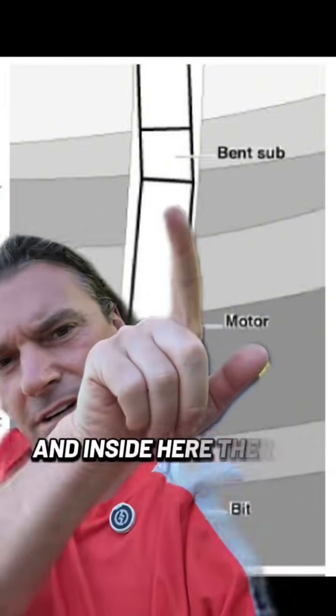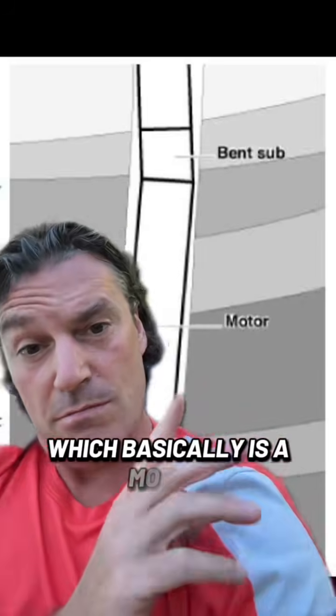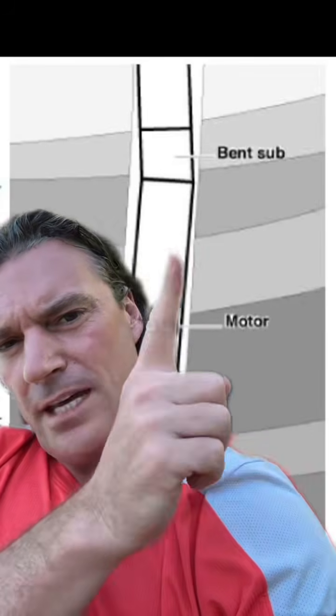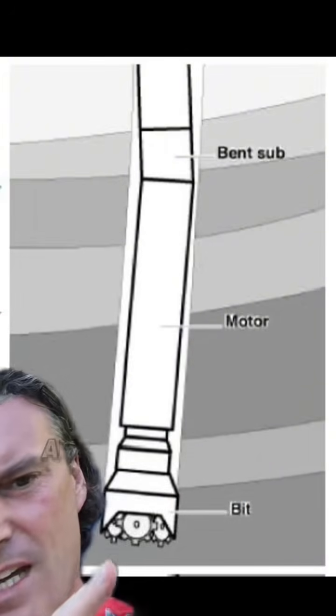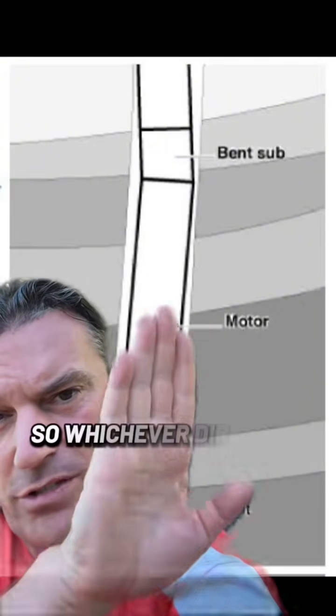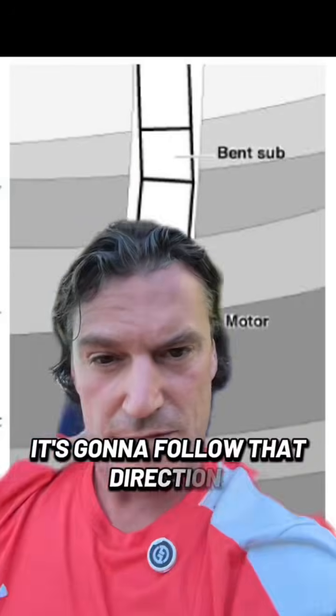Inside here, there's a rotor and stator, which basically is a motor. That's why we call it a motor. As you pump high pressure fluid through it, it rotates the shaft inside, and on the end of the shaft is your bit. So the only thing rotating is the bit. Whichever direction you point this bend and the bit is now turning, it's going to follow that direction.